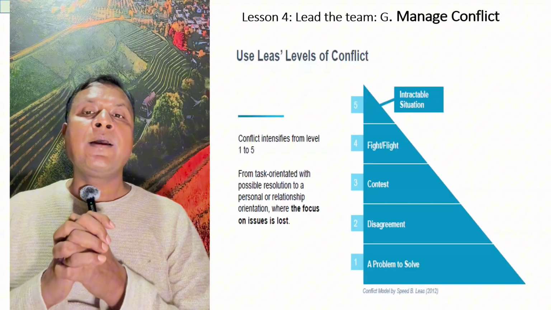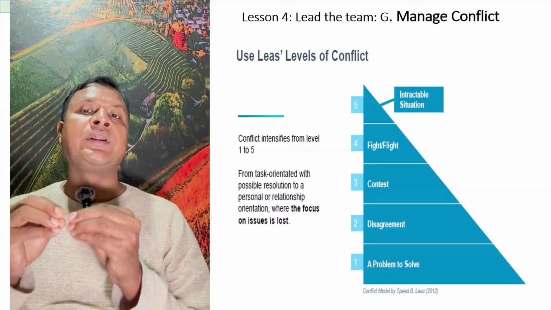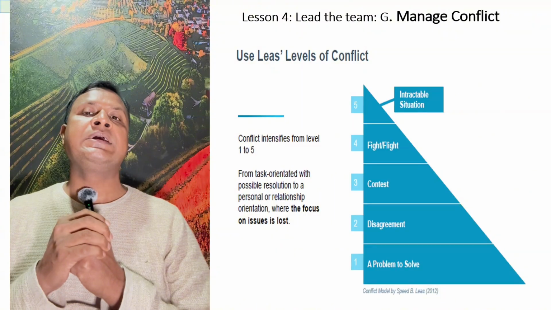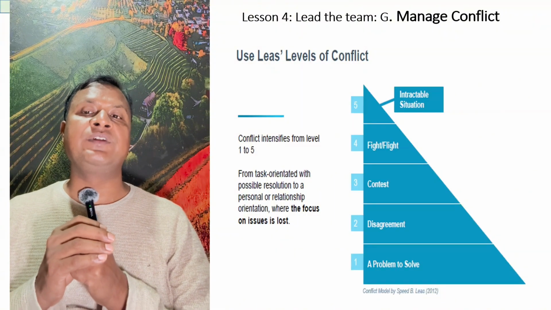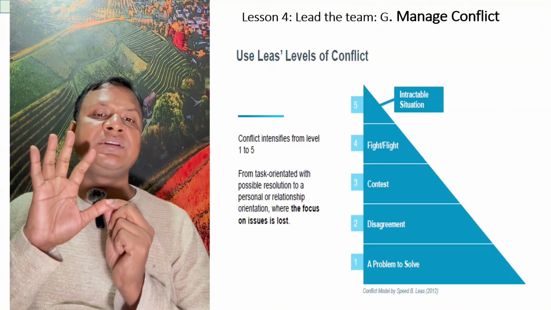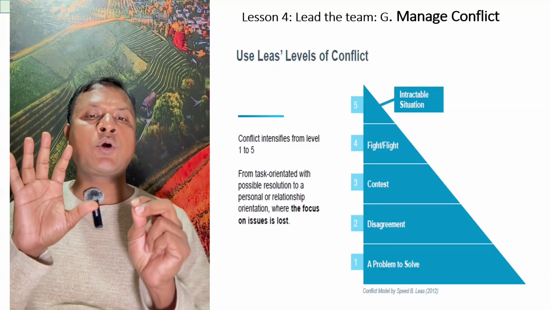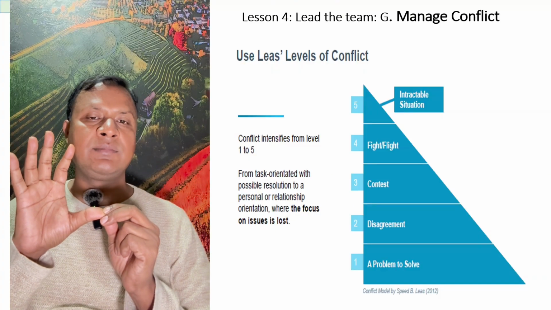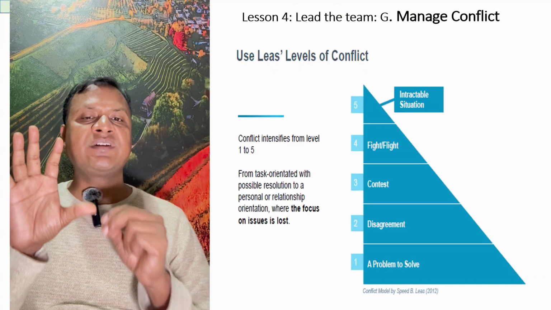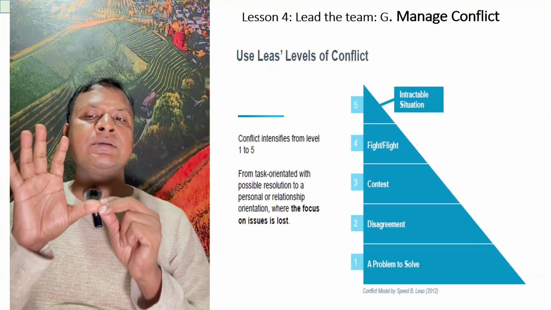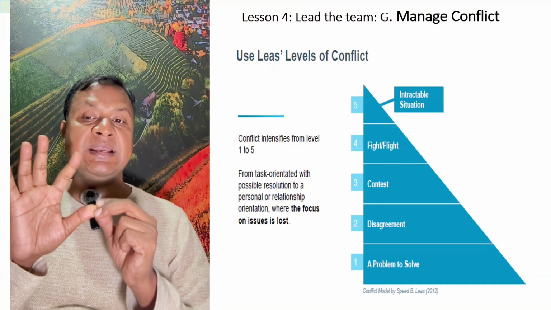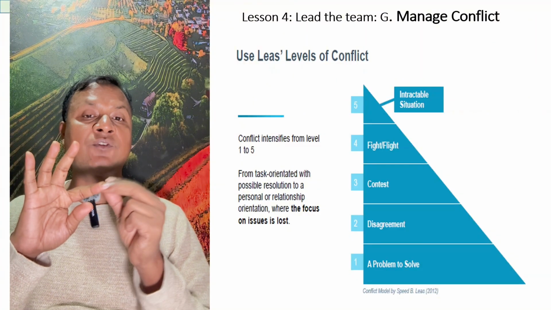So this is a model of conflict resolution. Use the least level of conflict; there are five levels. At the beginning, a problem is solved. So there is a problem and the team members are discussing it. After this discussion, it will be solved. This is a simple problem to solve. Then disagreement: the problem is there, conflict is there.